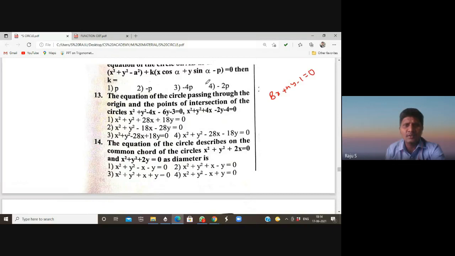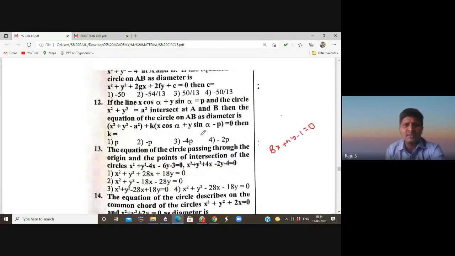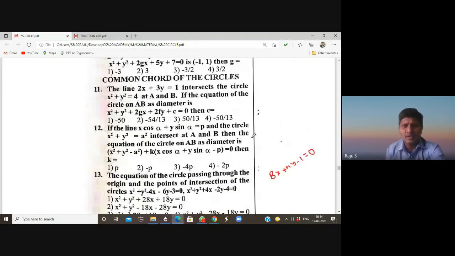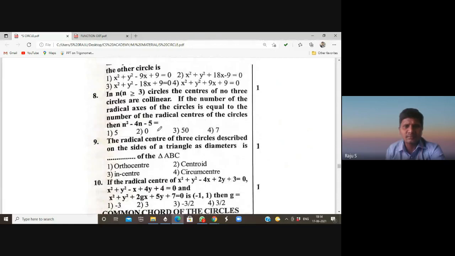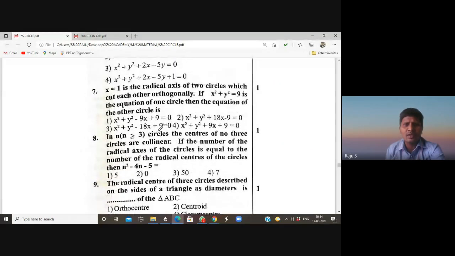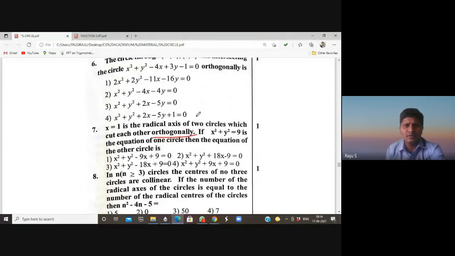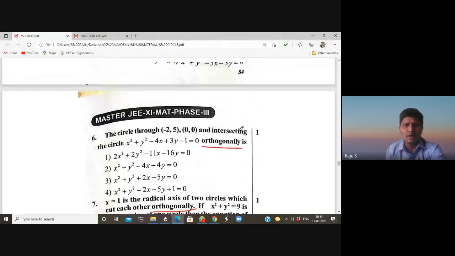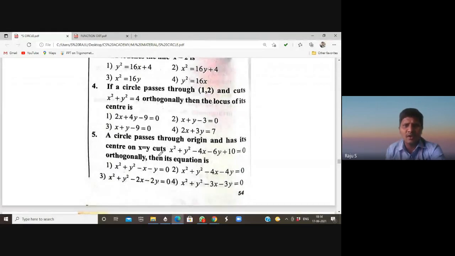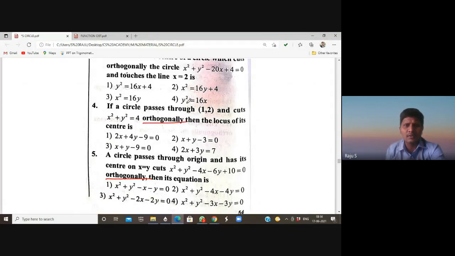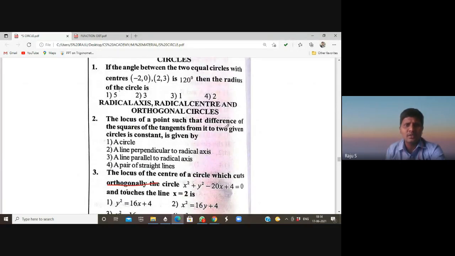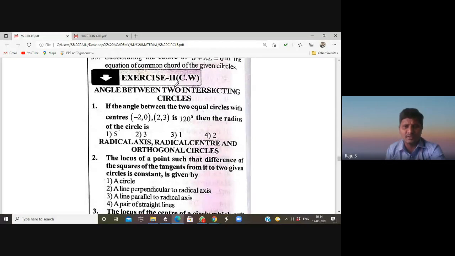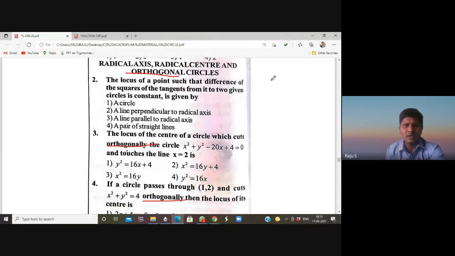Questions are there which belong to orthogonal. Intersecting means it will make some angle, perpendicular or orthogonal, like that. You can observe the questions here, orthogonal questions. Here also orthogonally. This we already solved, orthogonal. So most of the questions are orthogonal. Please concentrate on orthogonal circles.